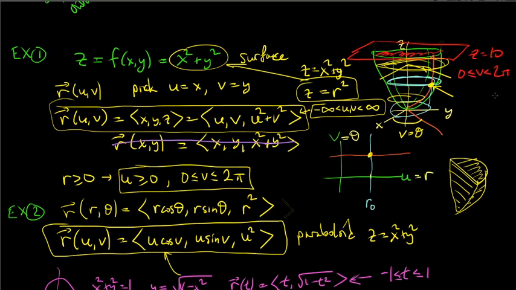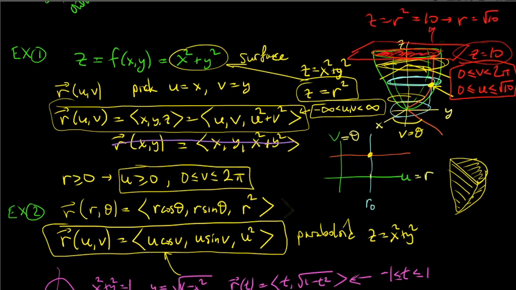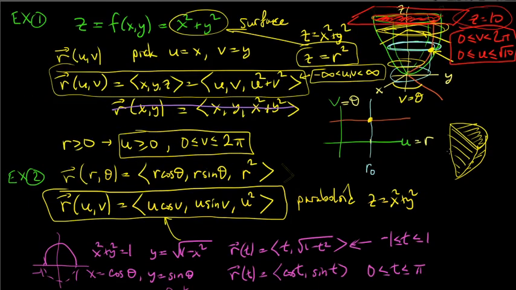Right? But since z is 10 here, r would be restricted. Remember, z is r squared. So if that's equal to 10, r would be the square root of 10. So u, which is r, would vary between 0 and square root of 10. So that would give you the finite paraboloid where this is the top of it and it doesn't go upwards forever. Make sense? Okay.